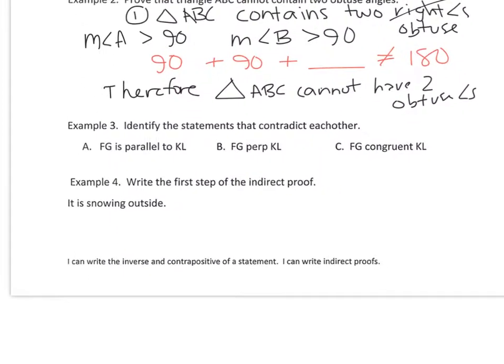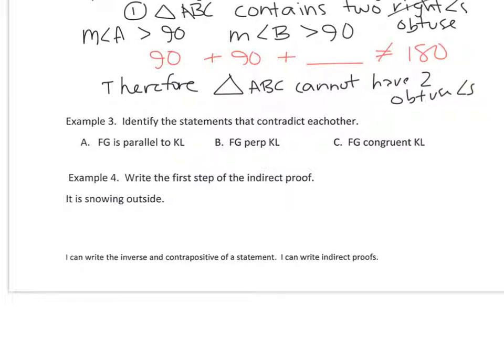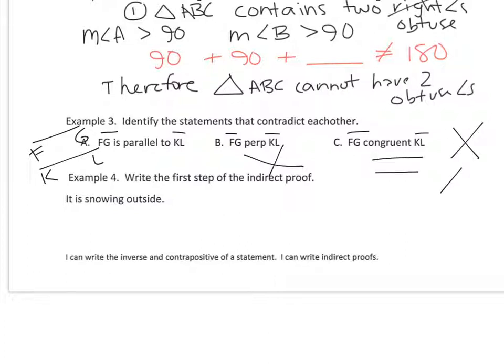Down here, identify the statements that contradict each other. Two of these statements are going to contradict each other. These should all have segment bars, by the way. A, FG is parallel to KL. B, FG is perpendicular to KL. C, FG is congruent to KL. They could be congruent like this, or congruent like this. So which ones contradict each other? You cannot have something be parallel and perpendicular at the same time. So those are the two statements I'm going to circle that contradict each other.